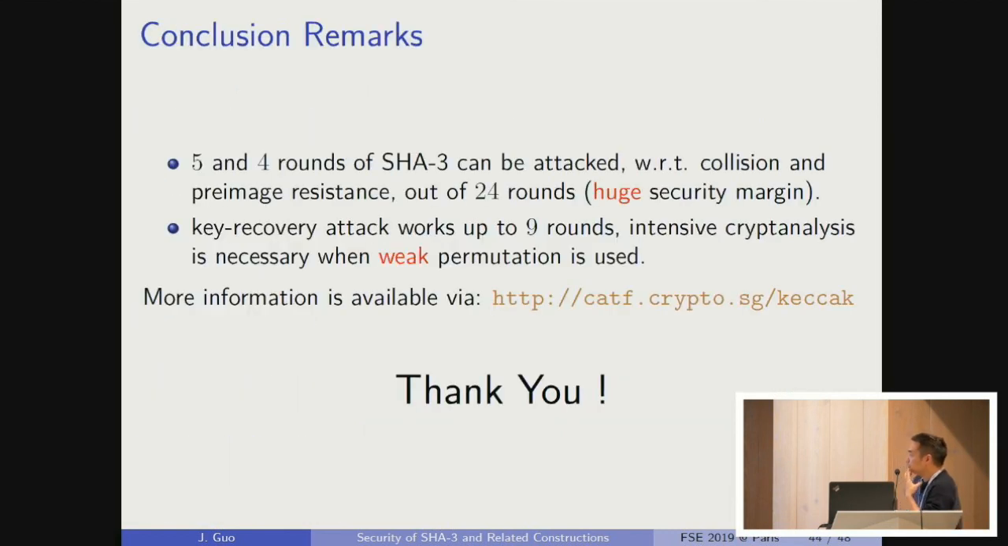So in conclusion, 5 and 4 rounds of SHA-3 can be attacked with respect to collision and preimage resistance out of 24. So still there's a very huge security margin. For key recoveries, the 9 rounds only works for the full FDK, so everything can be controlled. However, intensive cryptanalysis is still necessary when a weak permutation is used.